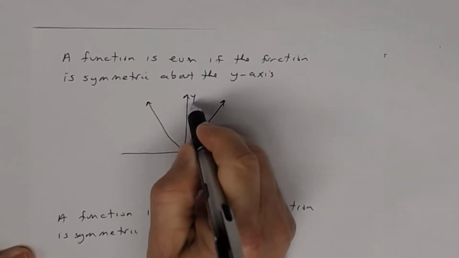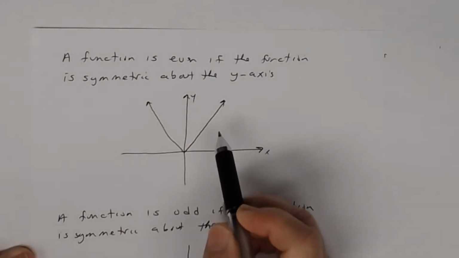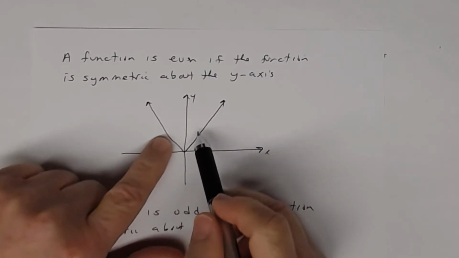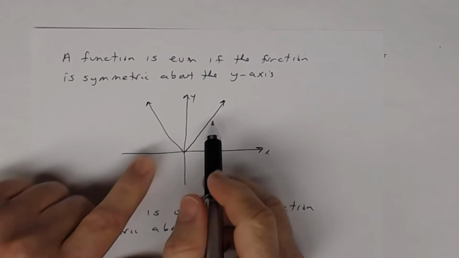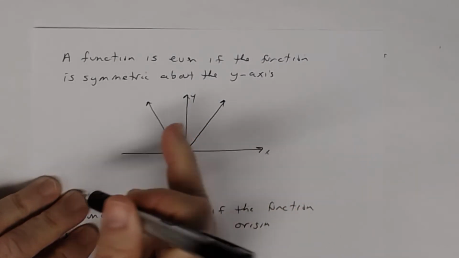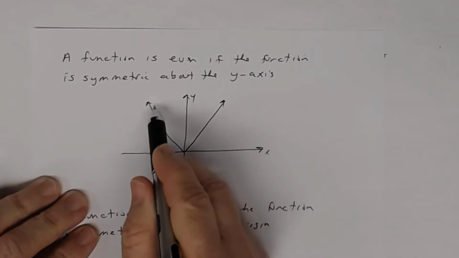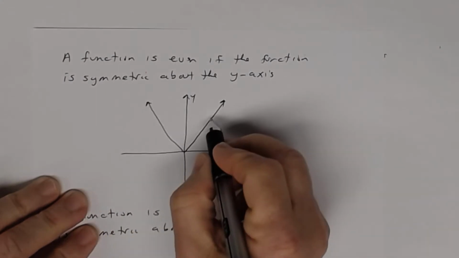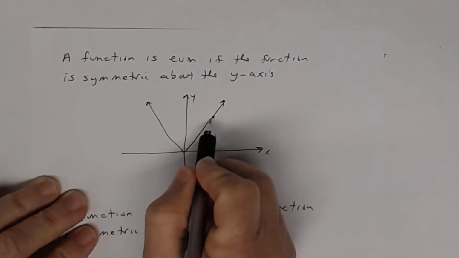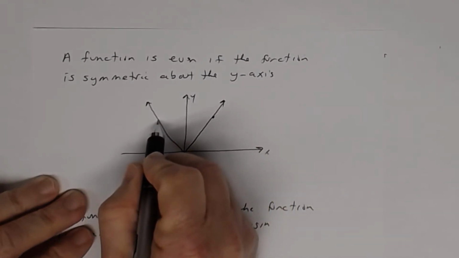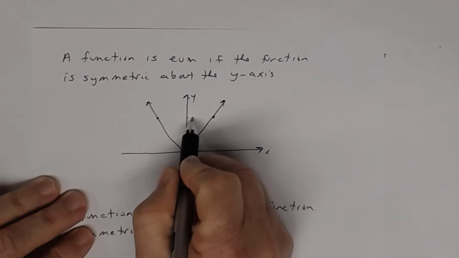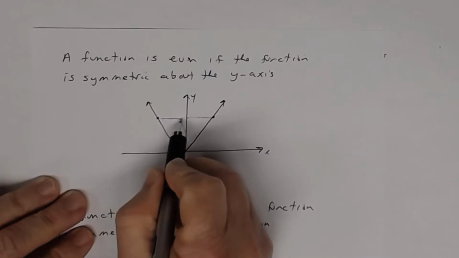So here's the y-axis, here's the x-axis. Notice that this function I have here is symmetrical about the y-axis. So in other words, if I were to take this part right here and reflect it about the y-axis, I'll get this part. All right, so this point right here, when I reflect it about the y-axis, I'm going to get this point here. Okay, so notice that this distance right here and this distance are the same.